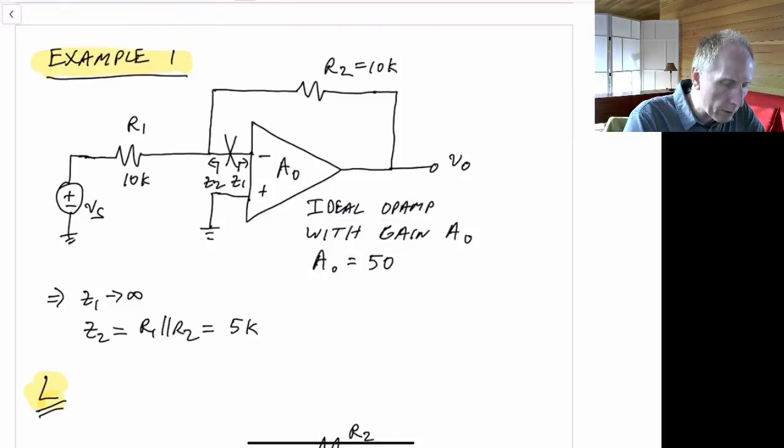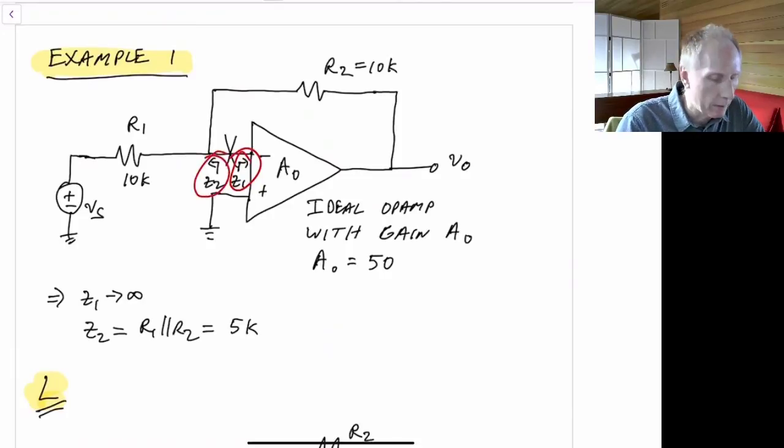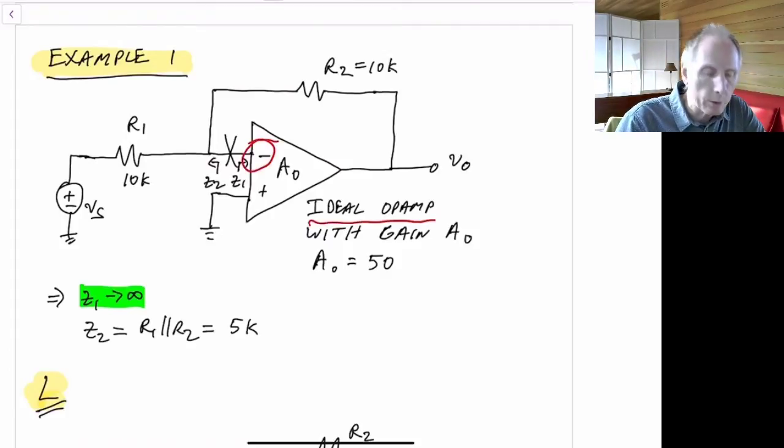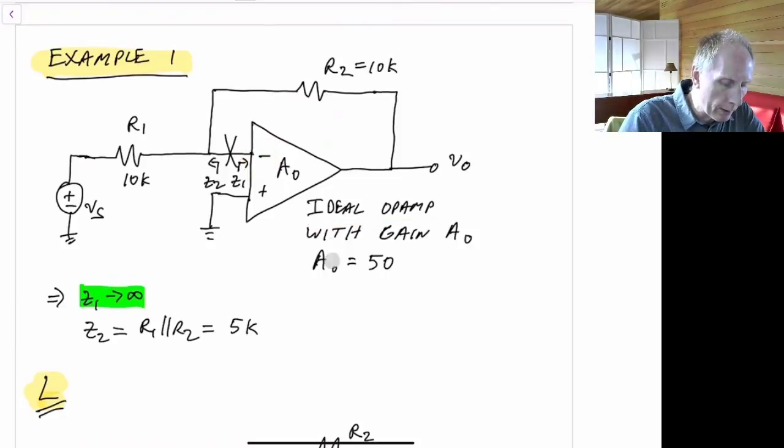So what we'd like to do is break this feedback loop, and we'll break it at this location here where the X is. And then we'll have to find the impedance looking into the negative terminal of the op-amp, and also the impedance Z2 looking backwards into this circuit. So what we'll find is that Z1, because it's looking into the input of an op-amp, we've assumed it's an ideal op-amp, so that goes to infinity. So Z1 is just going to be infinite.